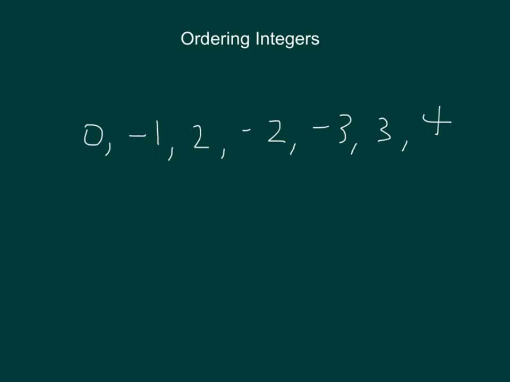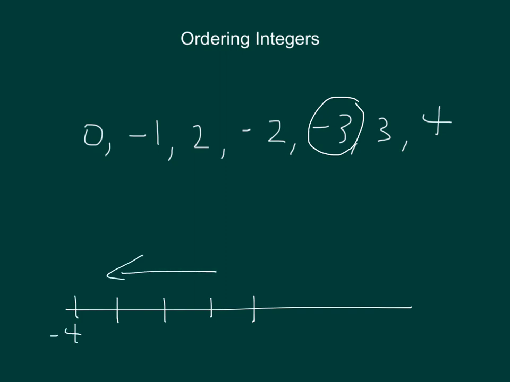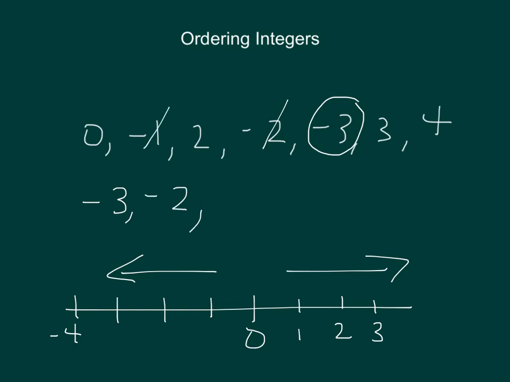If we're going to order integers, we would start with the smallest number. The smallest number here is -3. If you picture that number line, with zero, then -1, -2, -3, -4, etc. going down, and then going up, +1, +2, +3, etc. So -3 would be the smallest number, then -2, then -1, then 0, then 3, then 4.